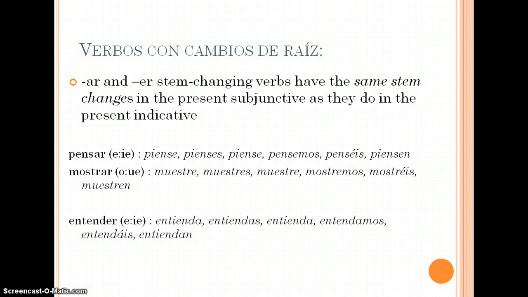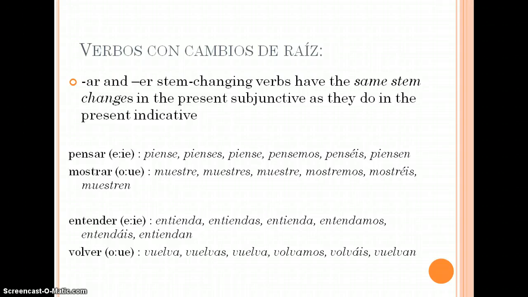Couple of ER verbs, entienda, entiendas, entienda, entendamos, entendáis, entiendan. And finally, volver, vuelva, vuelvas, vuelva, volvamos, volváis, vuelvan. Again, notice the nosotros and vosotros forms do not have the same stem change as the present indicative, meaning they go back to what is the stem.